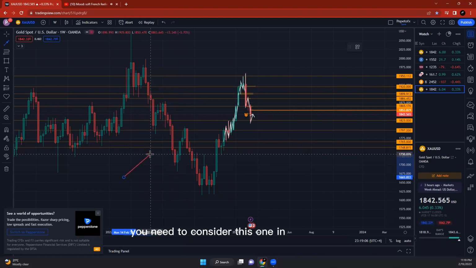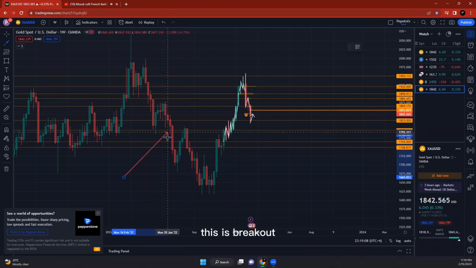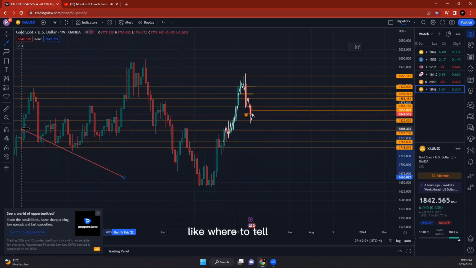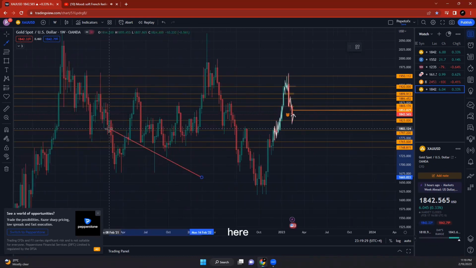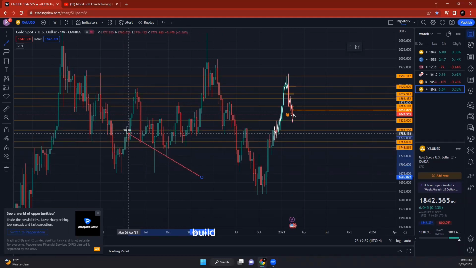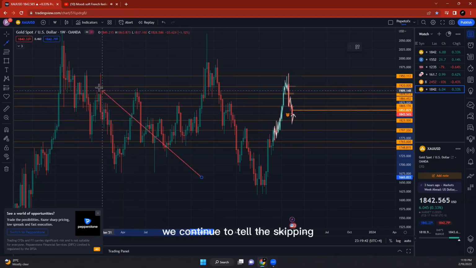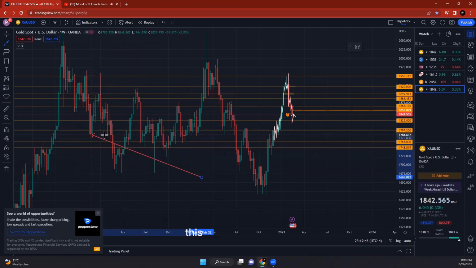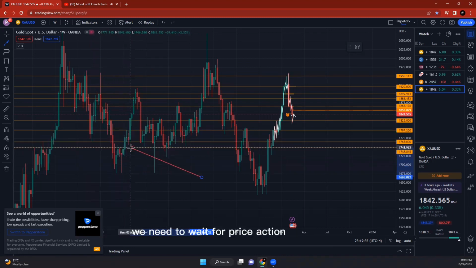You need to consider this in price action, in breakout and retest. So this is a breakout. We break this low, breakout, retest. Same scenarios we have in other areas as well. Let me make it simpler. Here we came here, we broke out this level, we did a retest, it failed, and it closed below. So we continued till this TP. This is breakout, retest. Not every retest is going to be a sell in the same direction. We need to wait for price action confirmation.